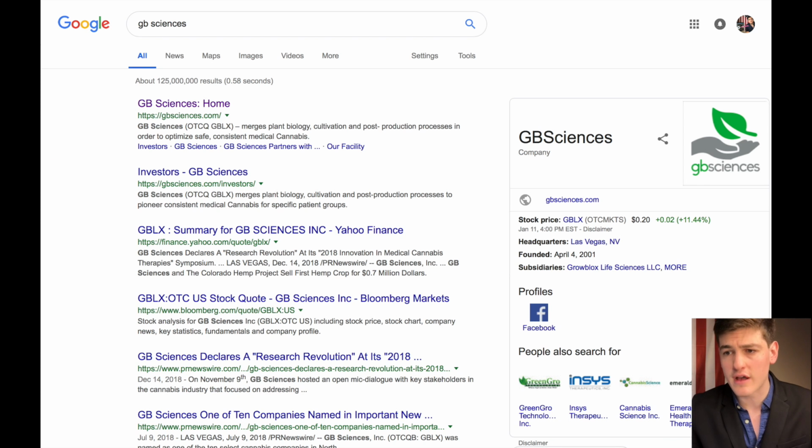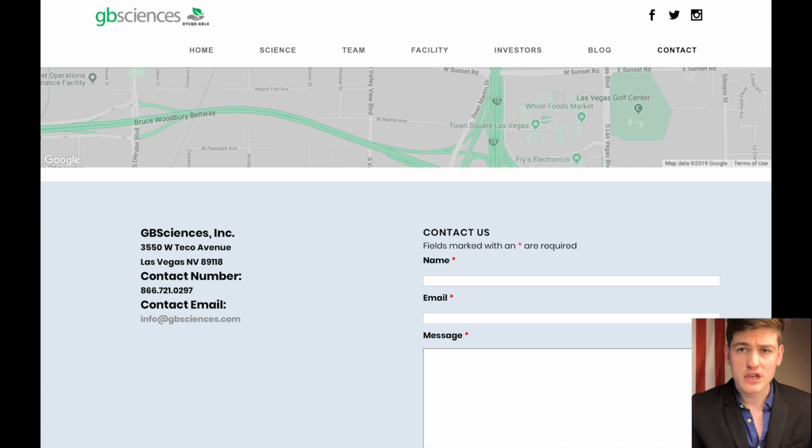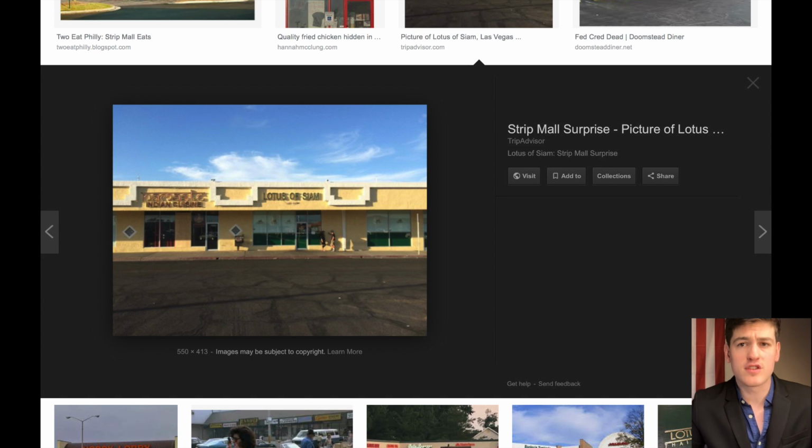So go ahead and Google your company. For this example, I'm going to be using GB Sciences, which is traded on the OTC exchange. I Googled GB Sciences, and the first thing I did was go to the About page to find the company's address. The reason I like to find the address is because oftentimes these companies have fake addresses or are based in a sketchy strip mall in the middle of nowhere. And for me, I just don't trust companies that are based in sketchy strip malls.